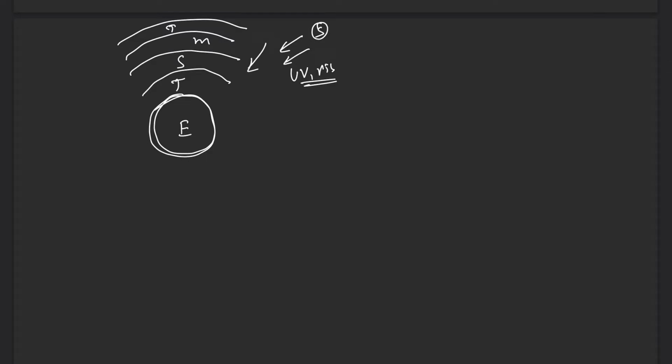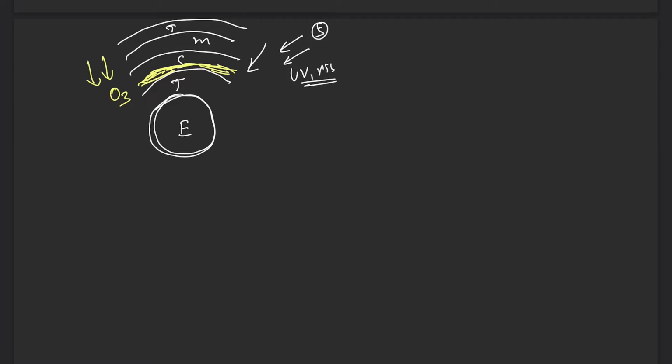They enter the Earth's atmosphere. But in the Earth's atmosphere, we know in the stratosphere we have one layer that is called the ozone layer. They actually filter these UV rays.